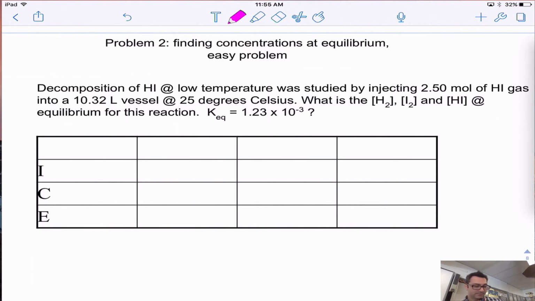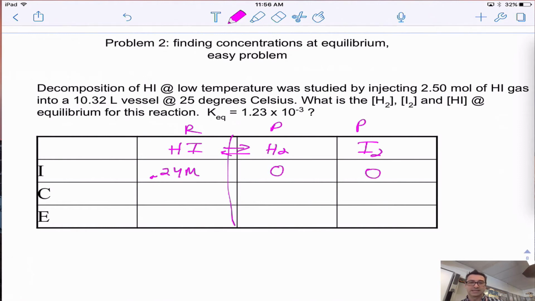So we have a decomposition of HI forming H2 plus I2. So my reactants are over here, my products are here. They tell us that we inject 2.5 moles of HI in a 10.32 liter flask. So let's change that to molarity. 2.5 divided by 10.32, and we get 0.24 molar. Now remember, this is initial, so in the beginning we should have 0 of the products.